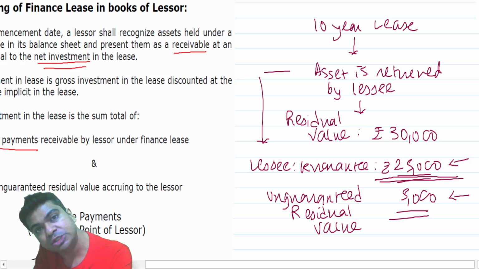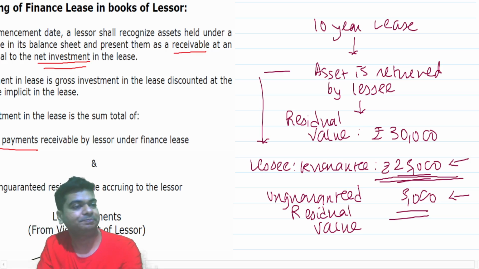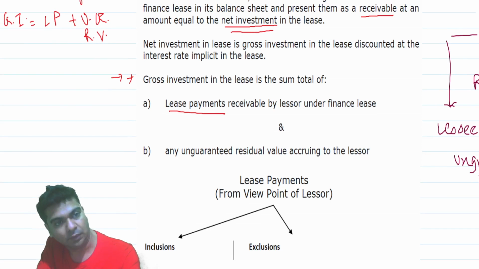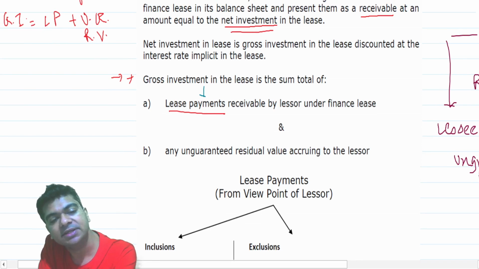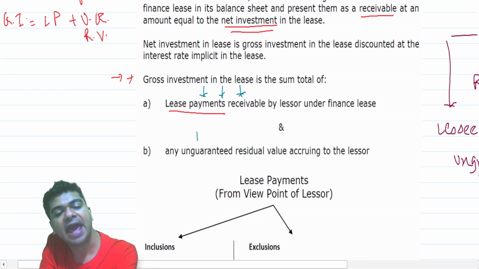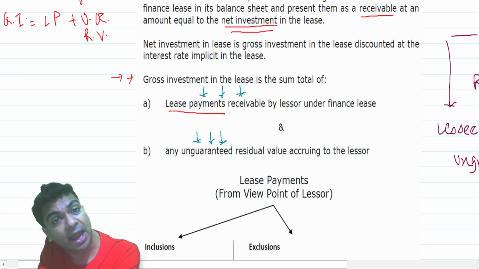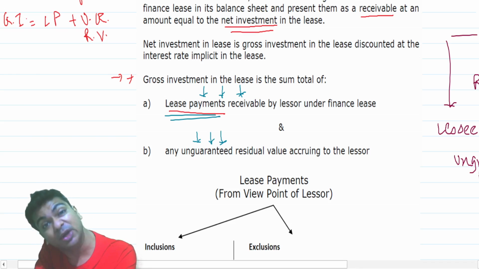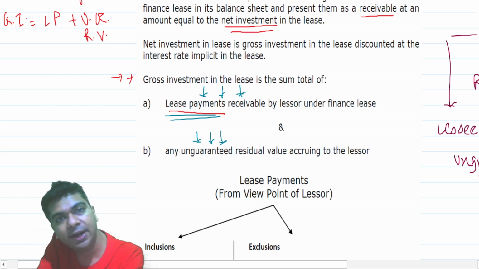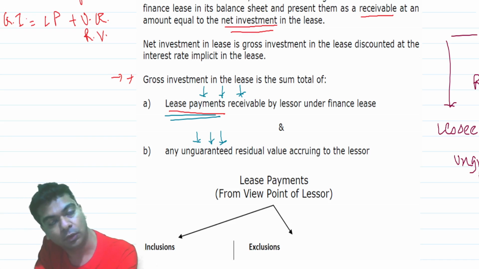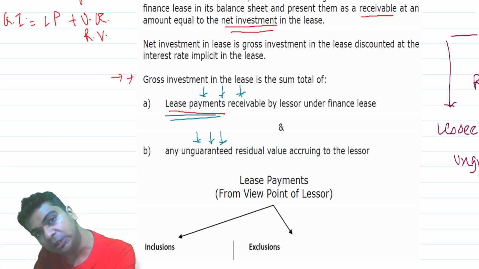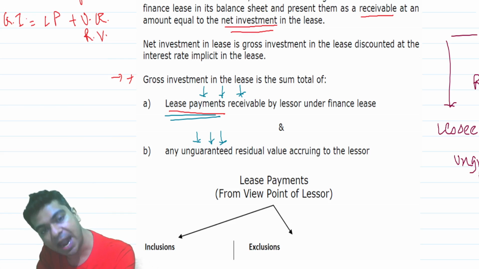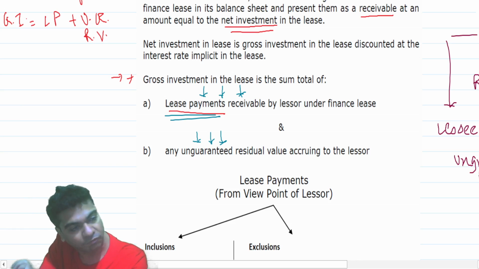Guaranteed residual value becomes a part of the lease payments. You may of course wonder why they are saying lease payments receivable over here and then adding unguaranteed residual value. Why don't we add directly the entire residual value? The reason is that lease payments already include guaranteed residual value. So any residual value over and above the guaranteed residual value, which is the unguaranteed residual value, is what we are separately adding. So that is what becomes the concept of the gross investment.